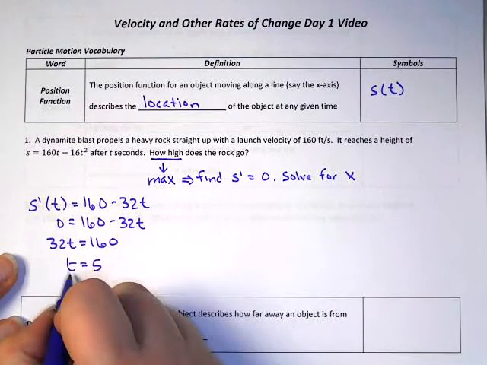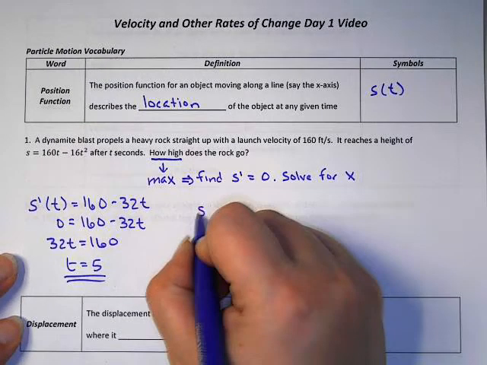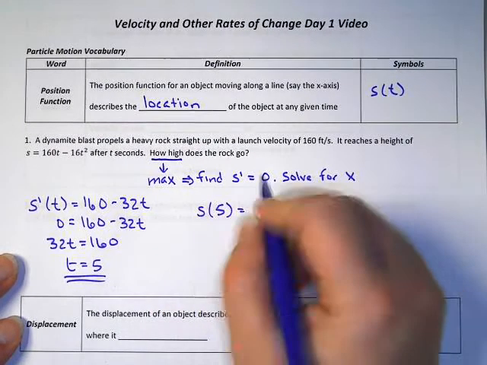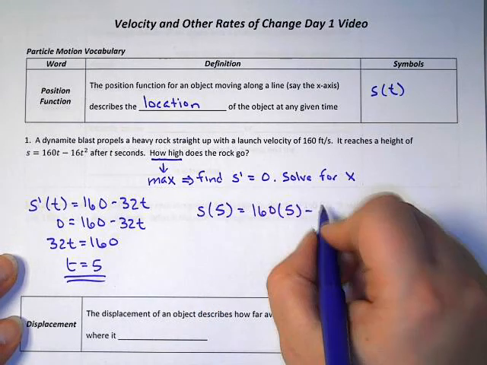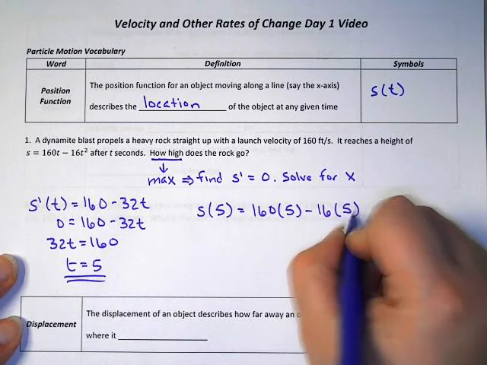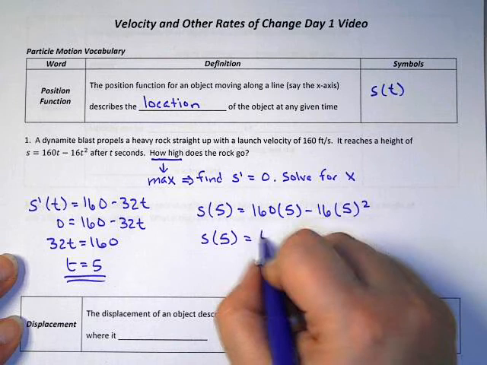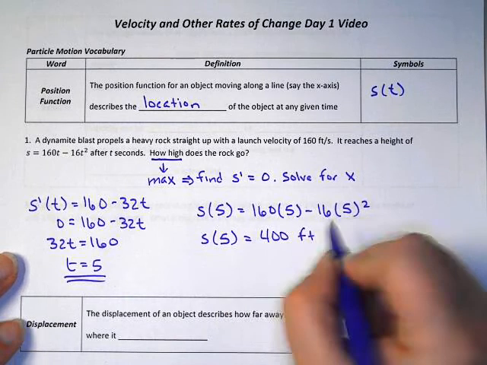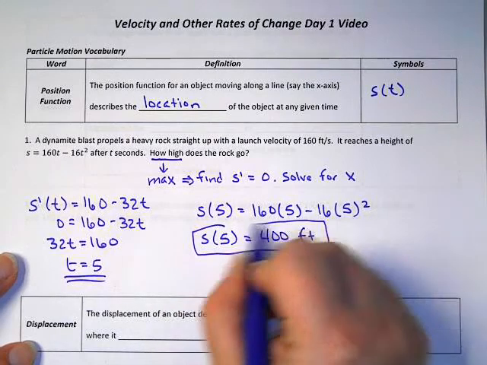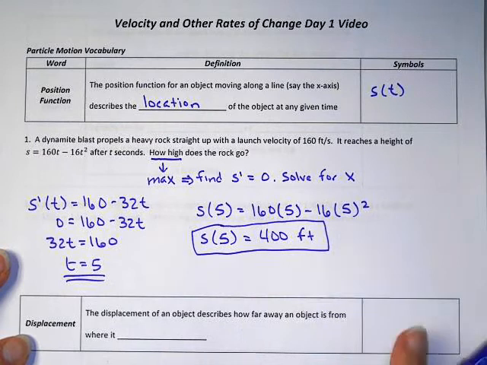So that is the point in time in which I get my maximum, but I need to actually find the maximum value now, which means I want to find s of 5. So that means I'm going to do 160 times 5 minus 16 times 5 squared. So s of 5 is going to equal 400, and I need units, so feet. That means that the maximum height this rock goes is 400 feet.